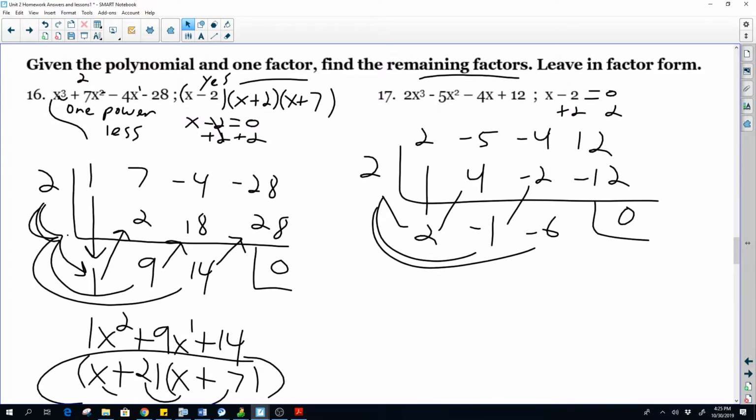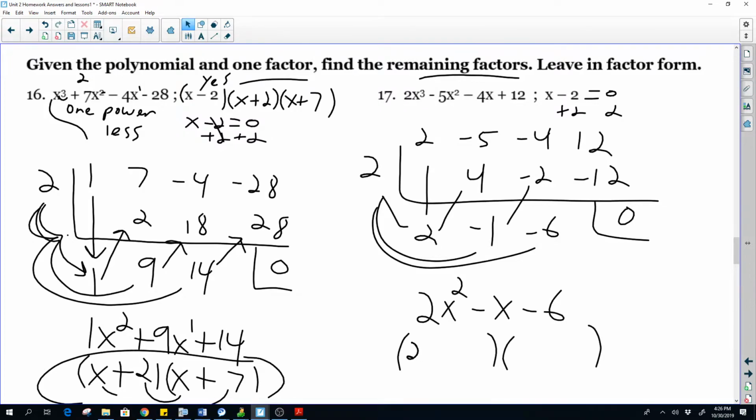So that worked because, yes, it is a factor, because they gave you one of the factors, so it should work. And then we go ahead and do 1 power less. So not 2x cubed, but 2x squared minus x minus 6. And then you're going to factor this more to get the remaining factors.